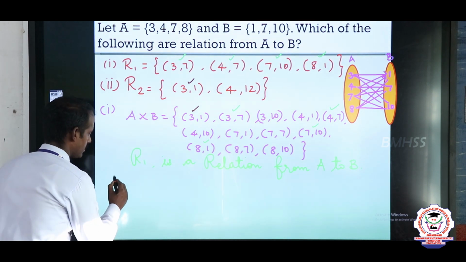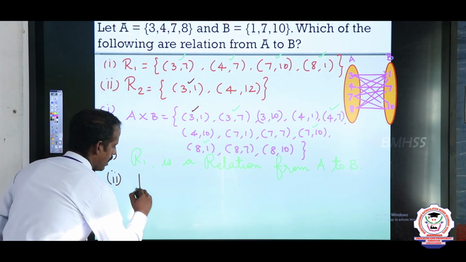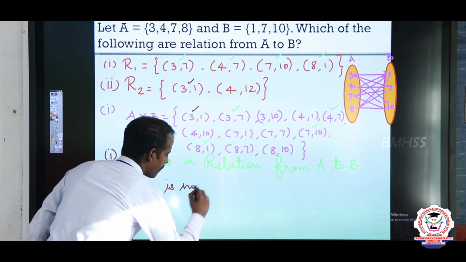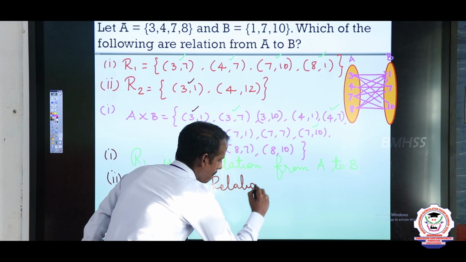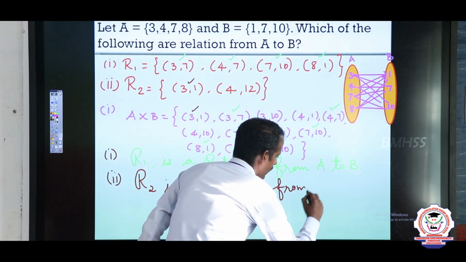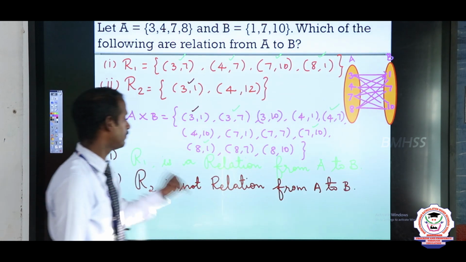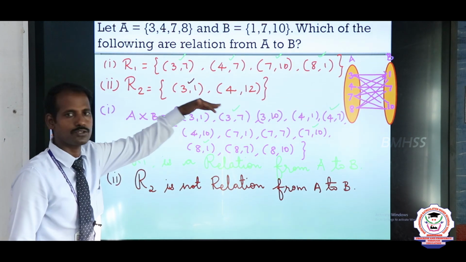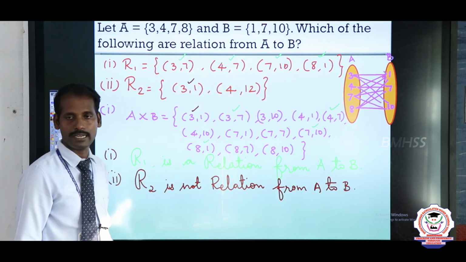So that is the second question. R2 is not a relation from A to B. Why? What is the reason? Because the element 4 comma 12 does not belong to A Cartesian B. That is the reason. So R2 is not a relation from A to B.